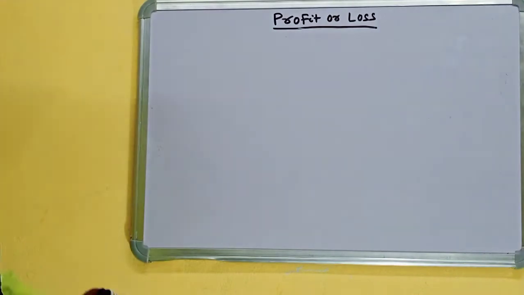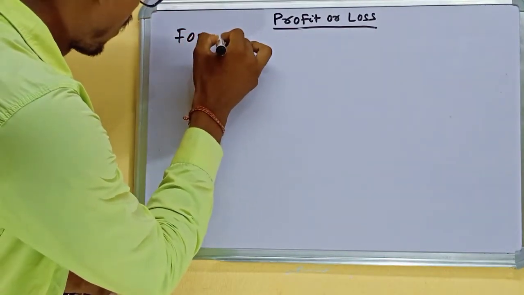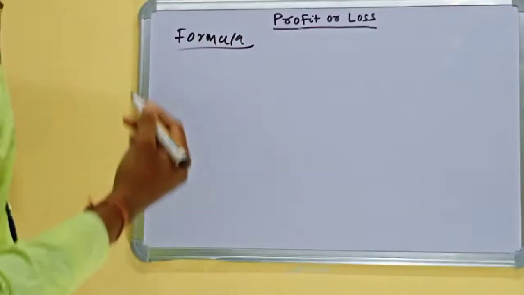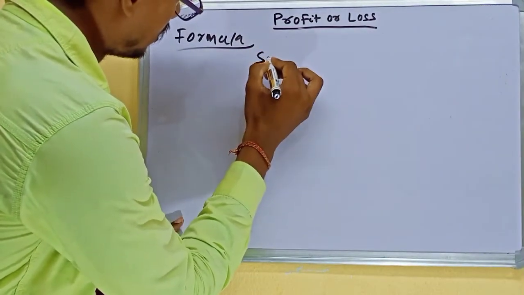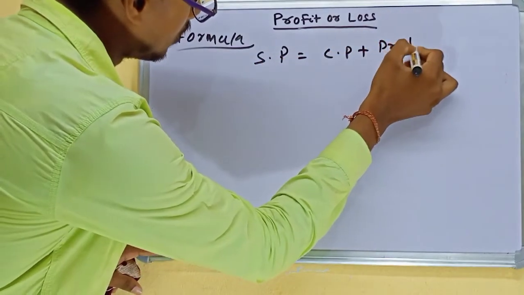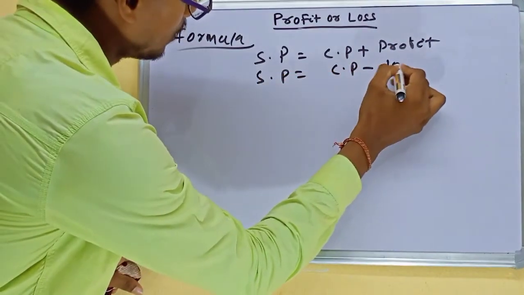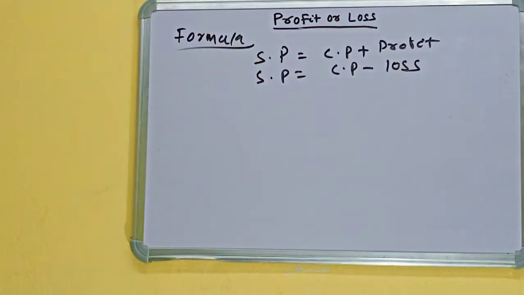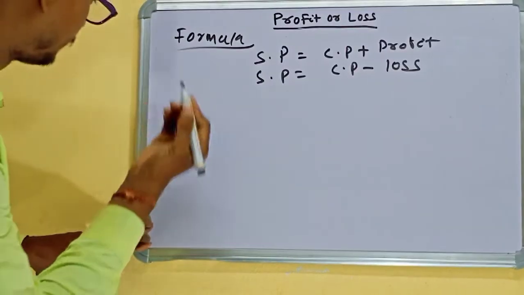Then we learn some formulas which are very essential in profit and loss. Formula: SP is equal to CP plus profit. SP is equal to CP minus loss. We explain through an example.